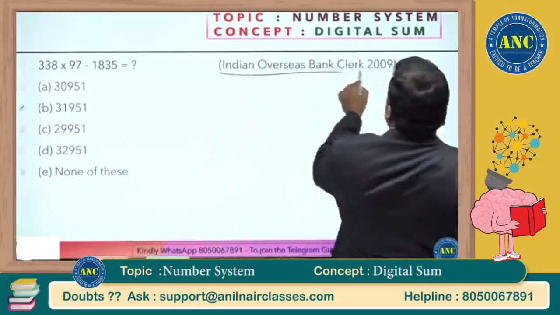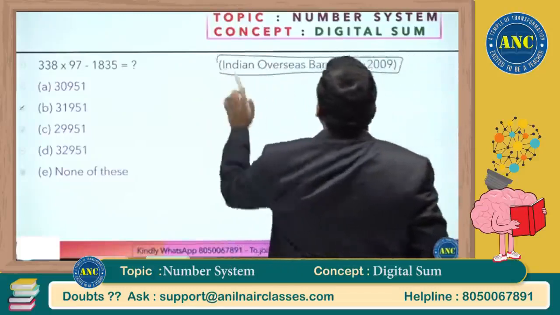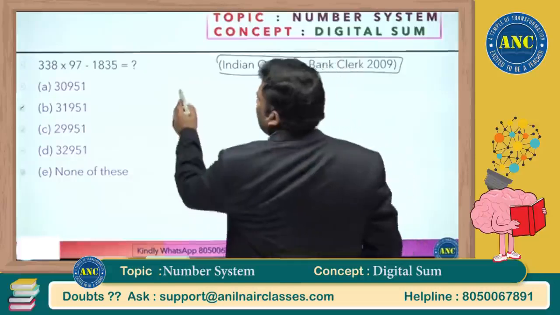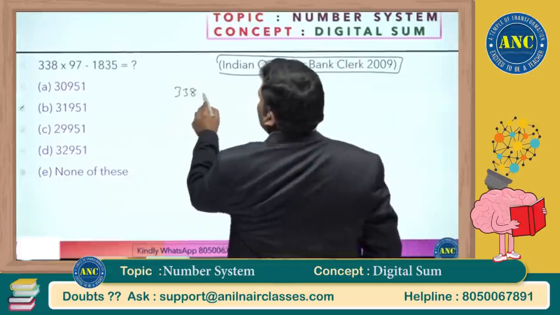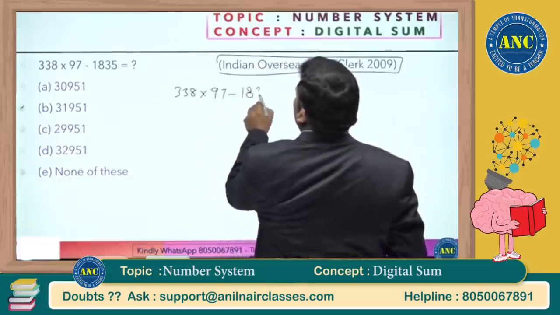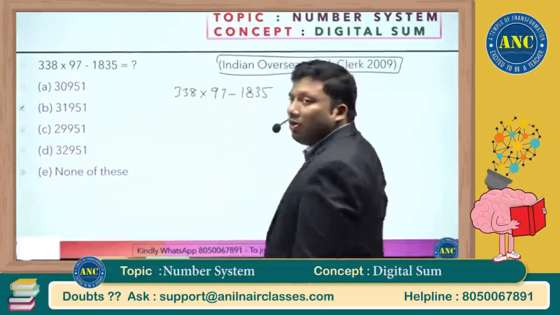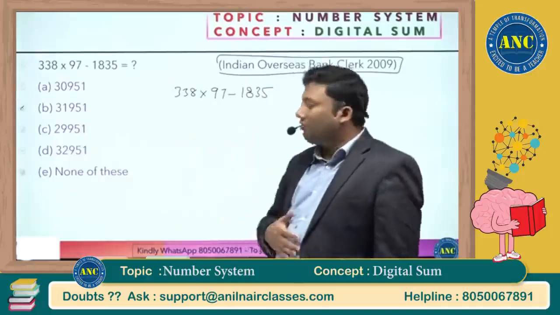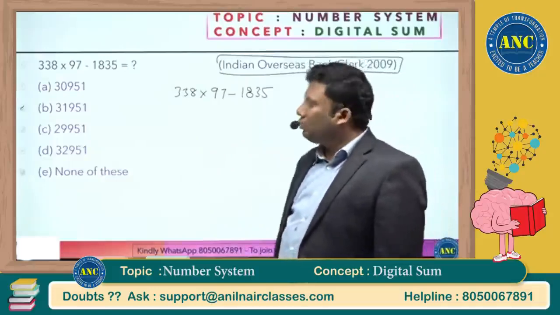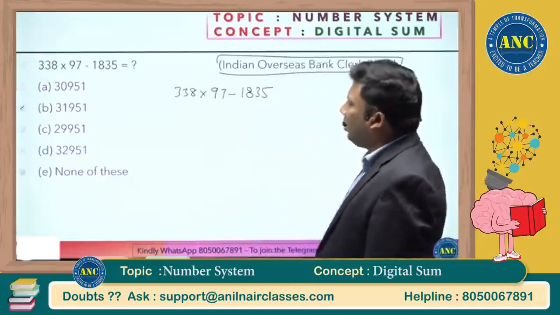338. This question I lifted from the Indian Overseas Bank 2009. 338 into 97 minus 1835. The idea is to tell you how the original questions are framed, just giving some sample questions to you. 338 into 97 minus 1835.